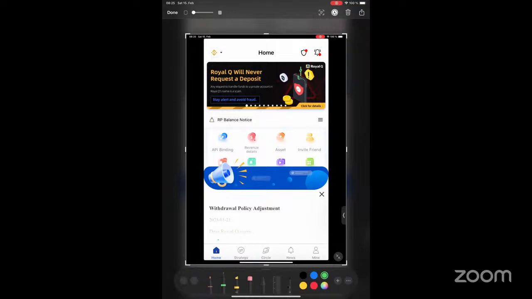So we have the home button, the strategy, the circle, the news, the mine.